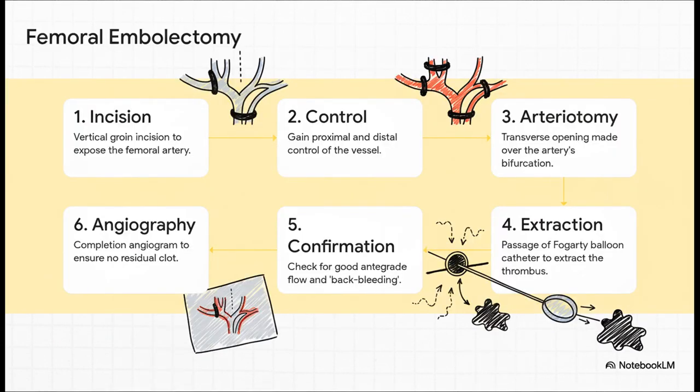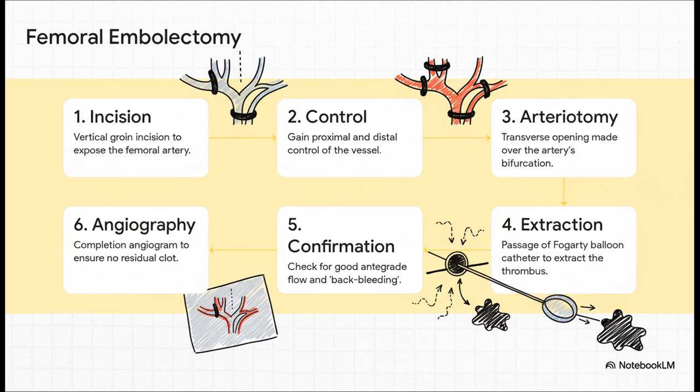Absolutely. I'd perform a femoral embolectomy, so we'd start with an incision in the groin to expose the main artery there. After we get control of the vessel, we make a tiny cut into it. Then we pass a special tool called a Fogarty balloon catheter down the artery, past the clot, inflate the balloon, and gently pull the clot out. We know we're successful when we see good antegrade flow.